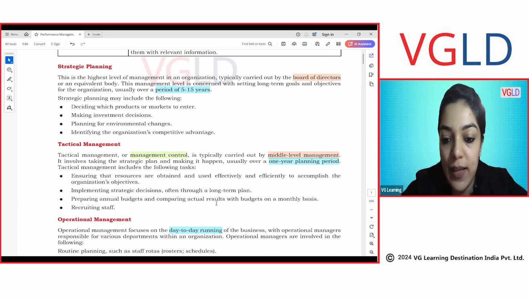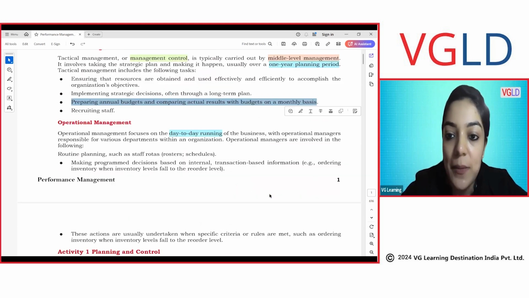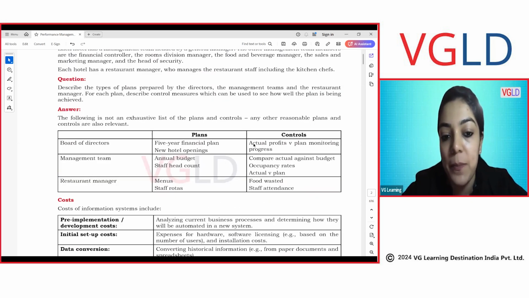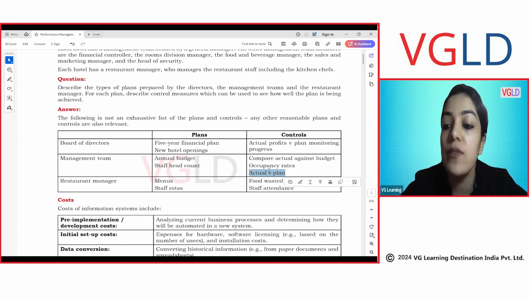Preparing annual budgets and comparing actual results with budgets on a monthly basis. So that is something which is the role of the middle level management. So that they are doing that. Occupancy rate and actual versus the plan occupancy rate basically.